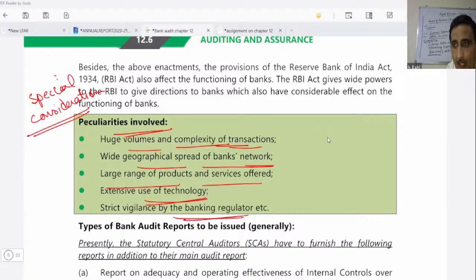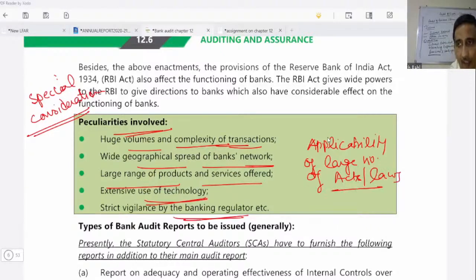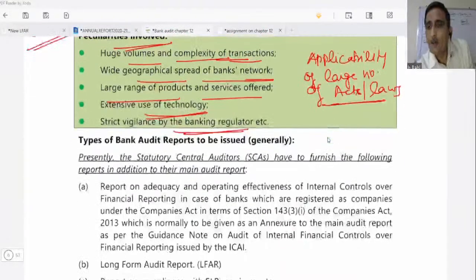I would like to add applicability of a large number of acts or laws. This is also very peculiar, like many acts: Banking Regulation Act, Companies Act, Information Technology Act, SARFAESI Act, Payment and Settlement Act. So many acts are applicable. Okay.